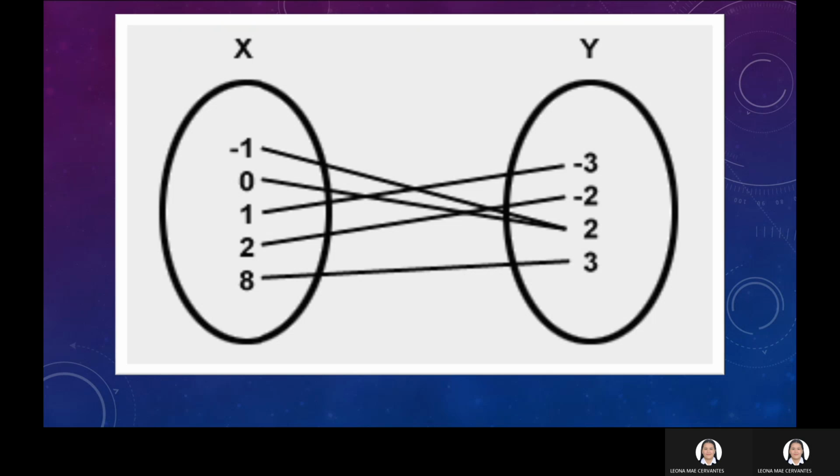Next, okay, we have negative 1 to positive 2, 0 to positive 2, positive 1 to negative 3, positive 2 to negative 2, positive 8 to negative 3. Since the x or the domain are all unique, not repeated, then this is an example of function. Next.